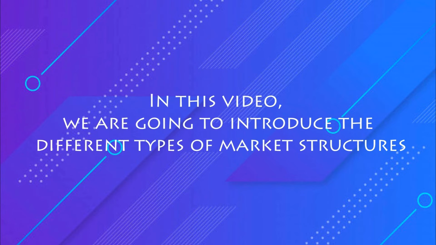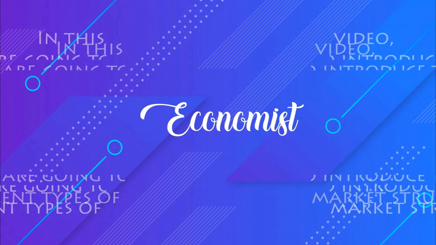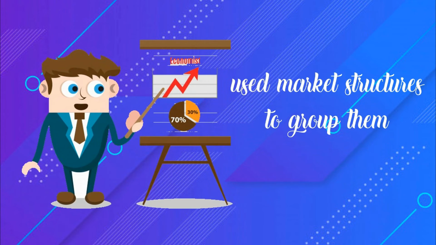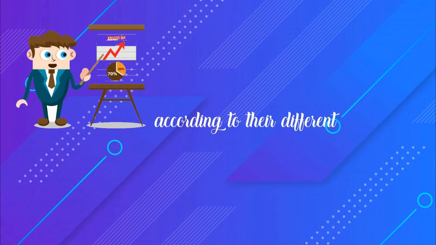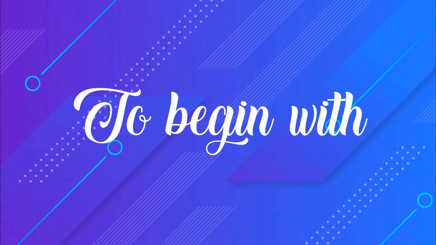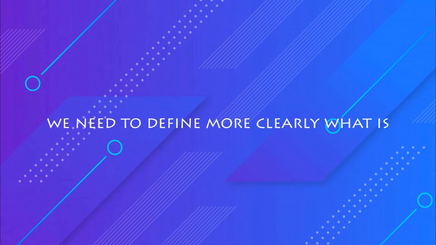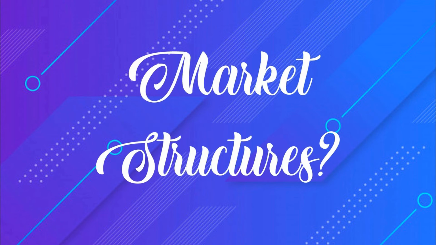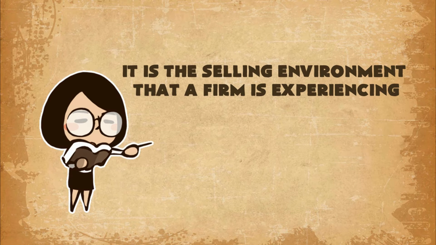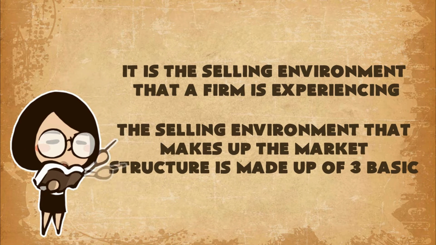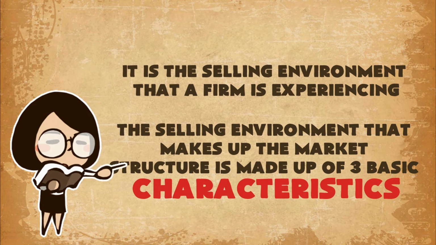In this video, we are going to introduce the different types of market structures. Economists use market structures to group markets according to their different characteristics. To begin with, we have to define more clearly what market structure is. It is the selling environment that a firm is experiencing. The selling environment that makes up the market structure is made up of three basic characteristics.